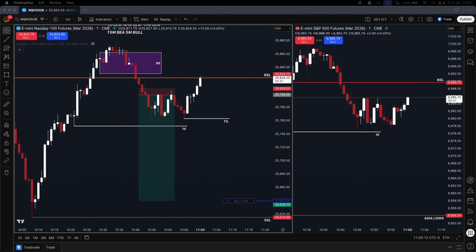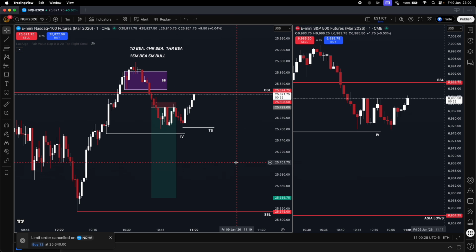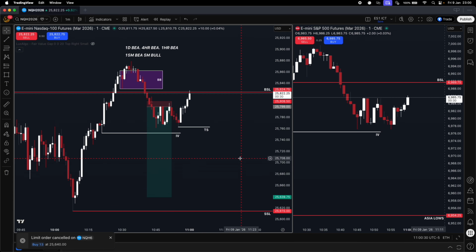And then the Top Step accounts, they're currently up $496 and then $1,120 on the others. I'll cancel this limit here as well. Okay, so that concludes the second AM macro.